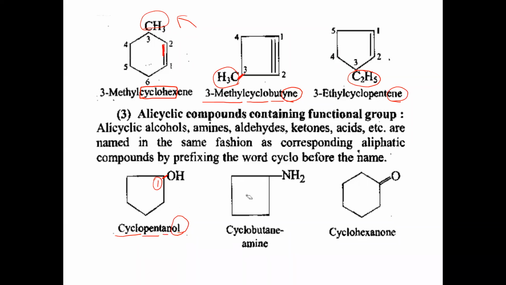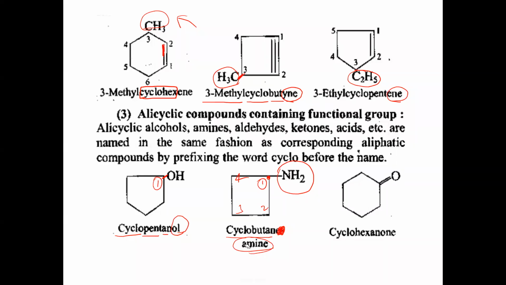Next, in this example, an amine group is attached. The amine functional group is attached to this carbon. Now this carbon should be given the first position. First carbon, second, third, fourth. So we need not say 1 amine, because wherever NH2 is attached, that carbon is given the first position. So simply we say amine. What is the name, cyclobutane amine? Here E should not be there. Why should E not be there? E should be dropped here.